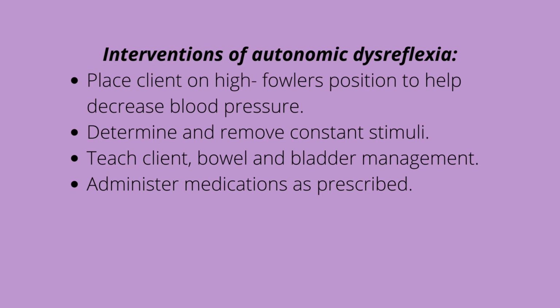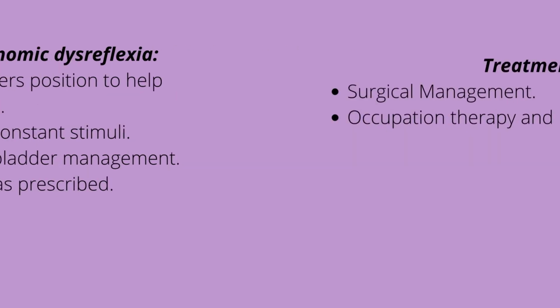And determine and remove the causative stimuli. So if it's something in the bed, if they're impacted, if their bowel is full, we need to remove that stimuli to stop this autonomic dysreflexia. And lastly, we'll place the patient in a high Fowler's position to help decrease the blood pressure. Remember, you want the patient sitting up. You don't want a patient with high blood pressure lying down and increasing the pressure going to the brain.